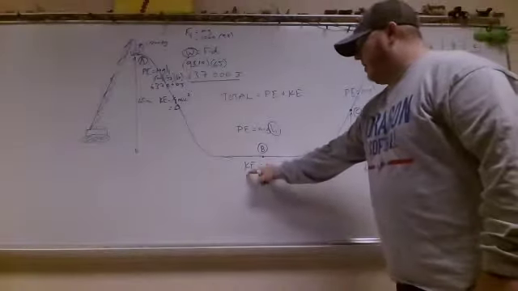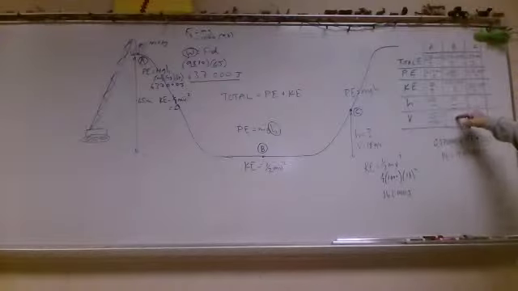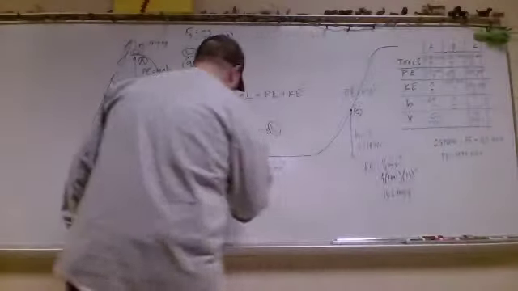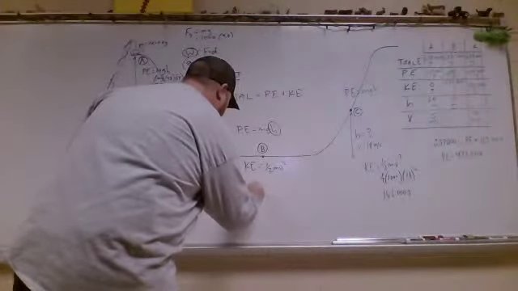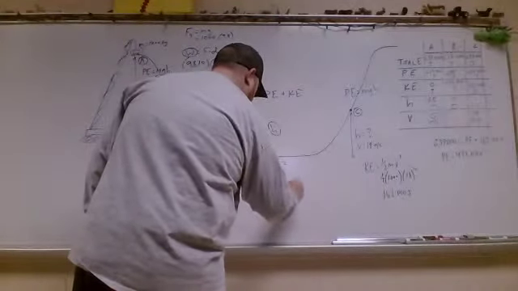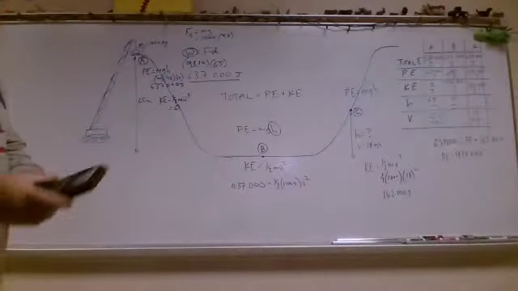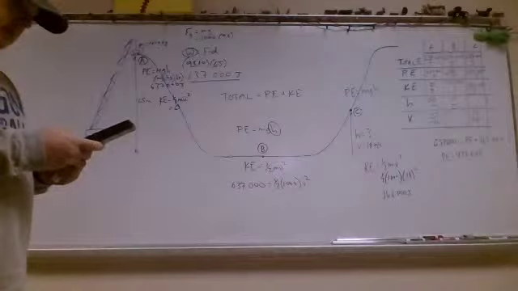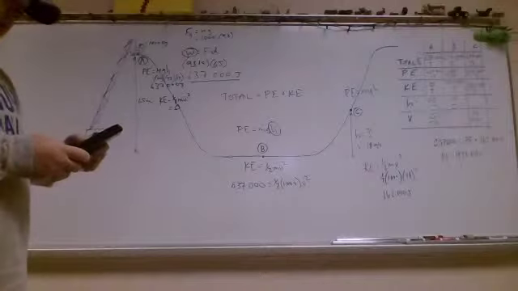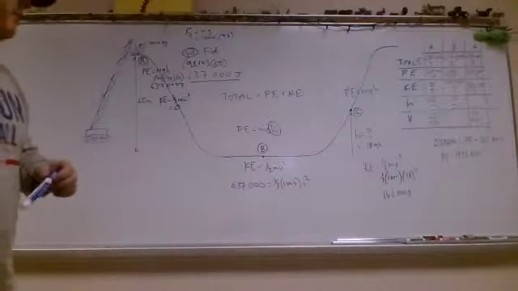So if I know my kinetic energy, I can always find my velocity. So my kinetic energy at point B was 637,000 joules. So I just plug 637,000 in for kinetic. 1/2 times 1,000 times V squared. So I take my 637,000, I divide it by 500, and then I take the square root of that number, and I get 35.7 meters per second.